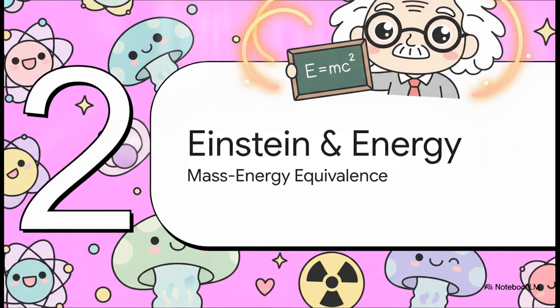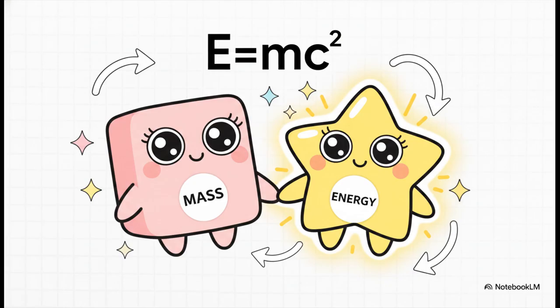Moving on to Section 2. Einstein and binding energy. To truly grasp where that missing mass goes and how it transforms into this cosmic glue, we have to talk about Albert Einstein. You've all seen the most famous equation in the world, E equals mc squared. Well, Einstein's theory of special relativity tells us that mass and energy are essentially just two sides of the very same coin.